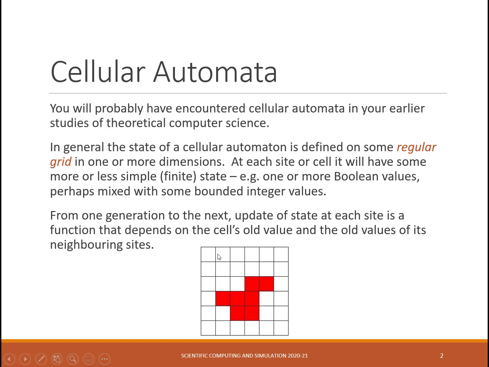Each square represents a cell or site. Apart from the red cells, which are in the state on, the rest are off. There is a function that determines the new state of each cell in terms of the current state of a cell and the states of its neighbors. Typically, rules for updating the state of cells are the same for each cell and don't change over time. The rules are applied to the whole grid simultaneously to obtain a new generation of the grid.